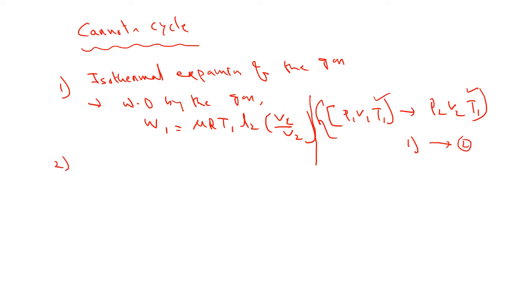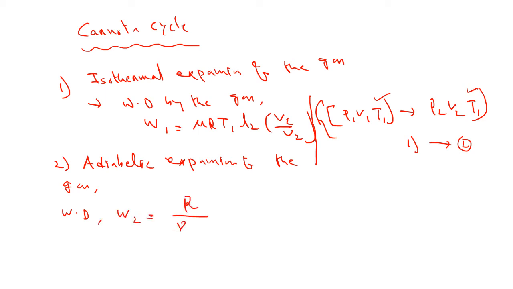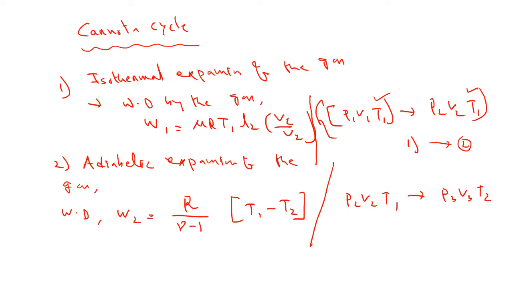Next we can write the adiabatic expansion of the gas. The work done can be written directly as W2 equal to mu R by gamma minus 1 times T1 minus T2. So in that case the state changes from P2 V2 T1 to P3 V3 T2. So this is the process of adiabatic expansion.